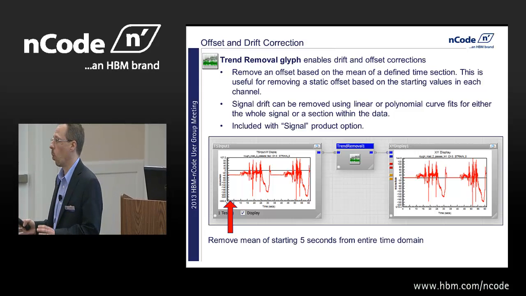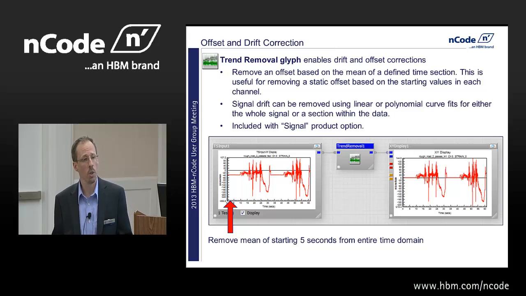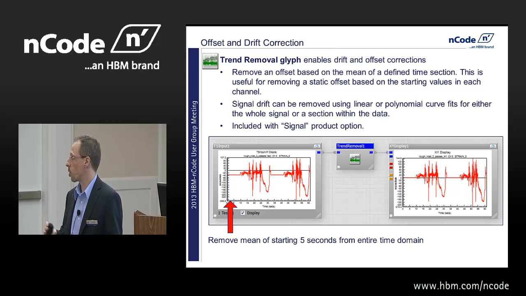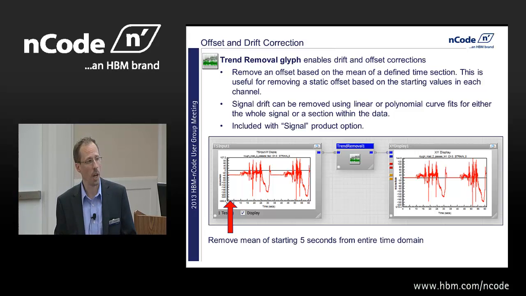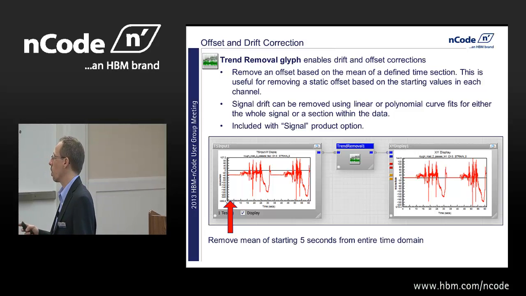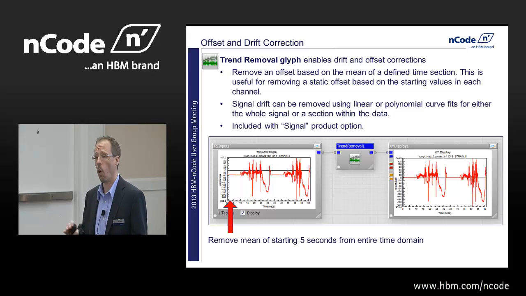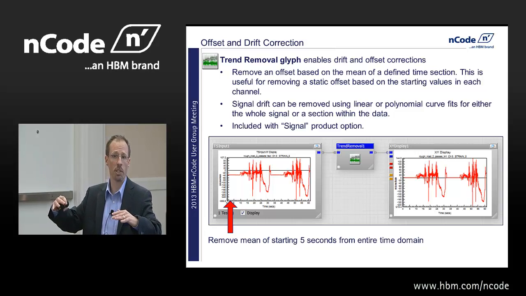It's one thing to find problems in your data. It's another thing to know what to do about them. And in this case, we're looking for things where you've maybe got a drift in your signal. Maybe you've got a temperature affecting a strain measurement, and your data's drifting off because of a temperature effect. This glyph, the trend removal glyph, enables you to either use a linear fit or a polynomial fit through your data and remove a trend, as the name suggests, in a channel.